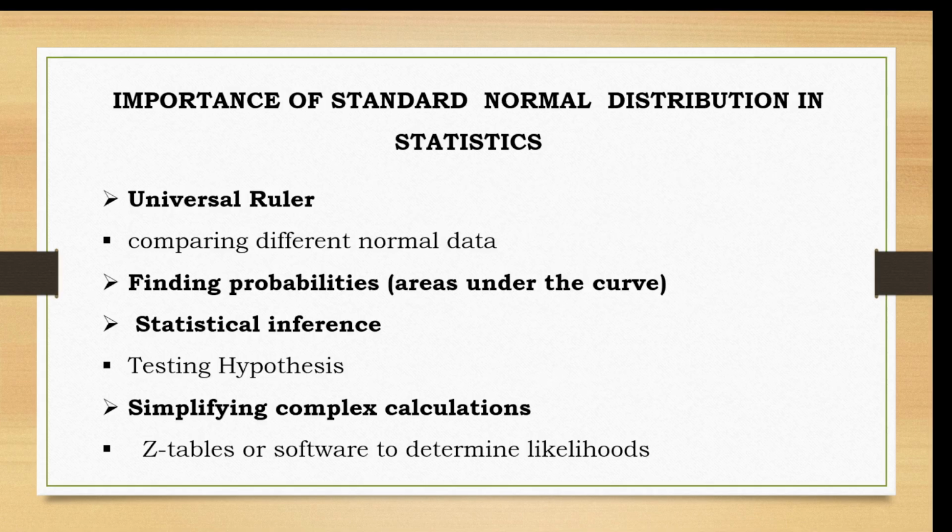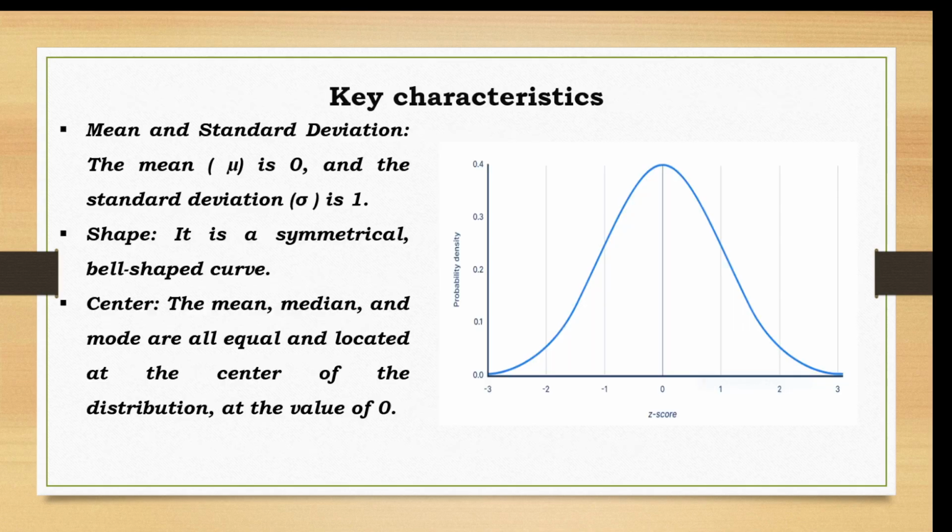What is the importance of a standard normal distribution? First of all, the standard normal distribution is regarded as a universal ruler that can be used to compare different normal data. It is also used to find the probabilities, that is the area under the curve. It is also used for statistical inferences, such as testing hypotheses. It is used to simplify complex calculation by using the Z tables or software to determine the likelihoods.